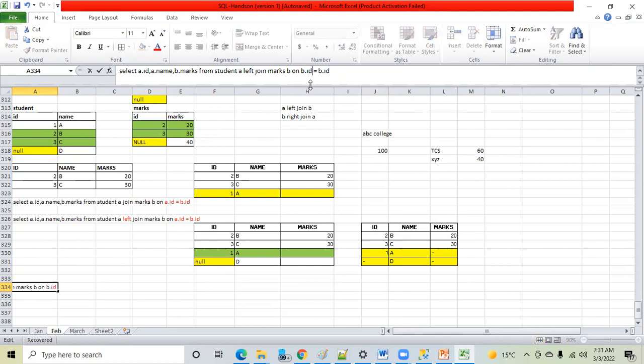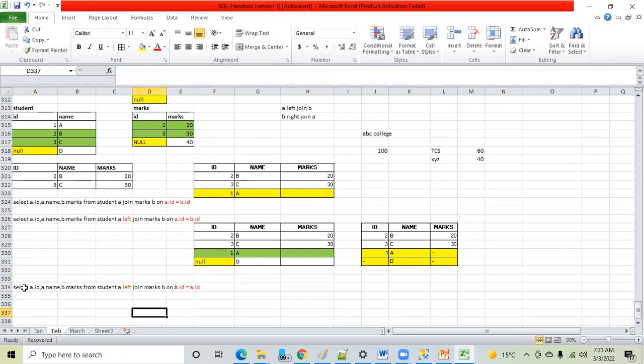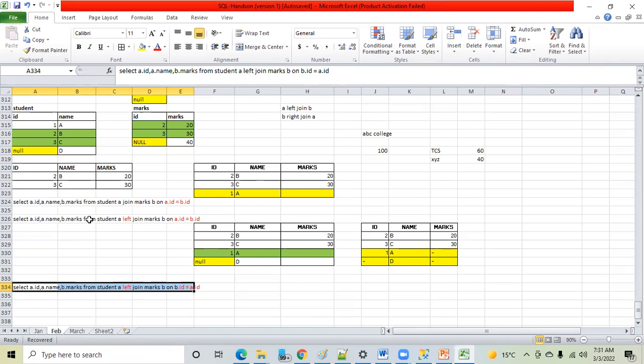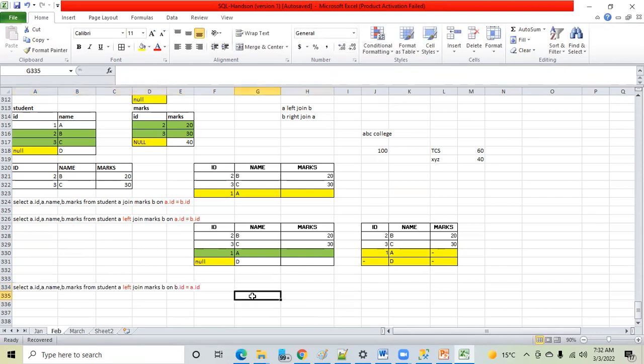Okay, so same query, if I write it in this fashion, what will happen? I've just copied and pasted the same query here and changed the sequence: B.id is equal to A.id. Is this the same as this query? Yes. They both are the same. So for the joining condition, you can write either one. You can reverse it. That's not a problem.